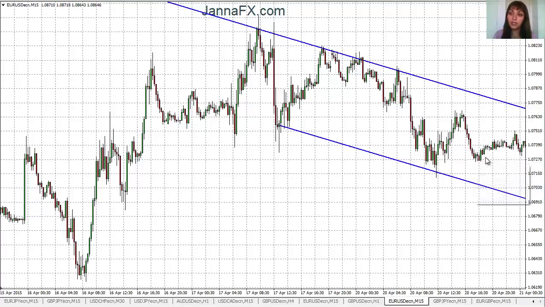The next bottom formed and started to go up again, and we can see that the bottom is about on the same level as the previous bottom. So maybe slightly a little bit higher.